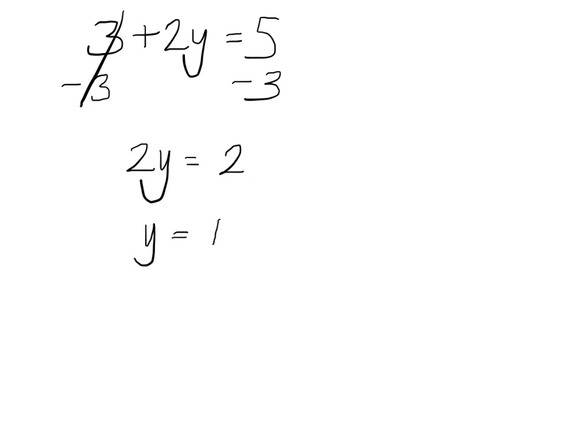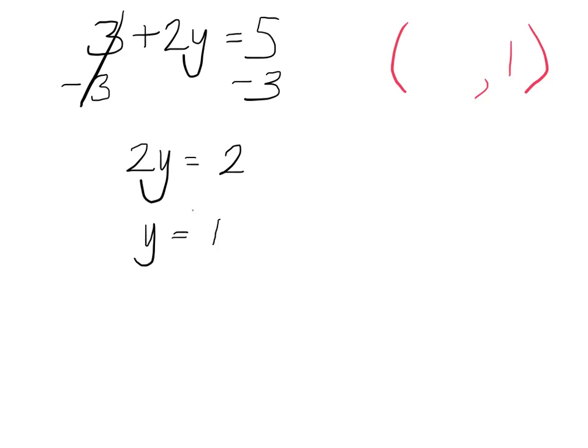So I have one of my points, or one of my values for my points. So remember, it's x comma y. So I have an unknown for x, and I know that my y is 1. So let's go ahead and figure out what that x is.